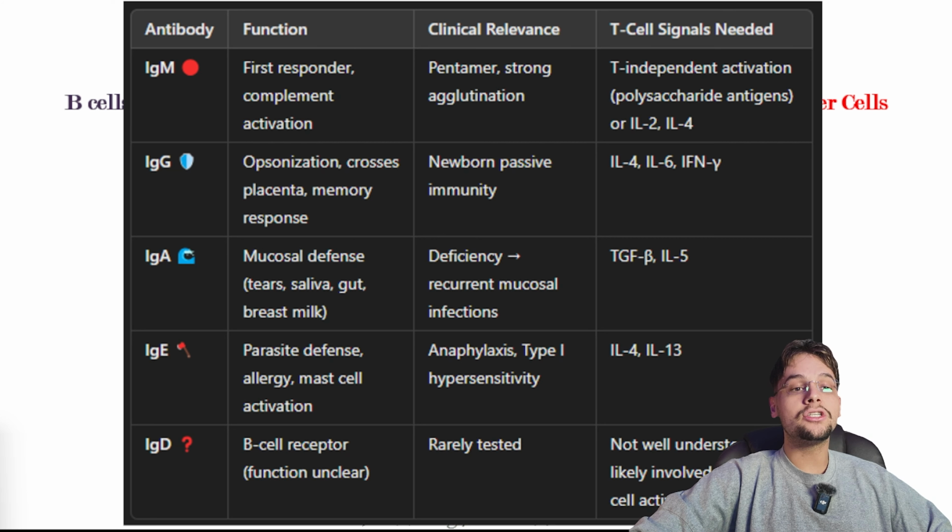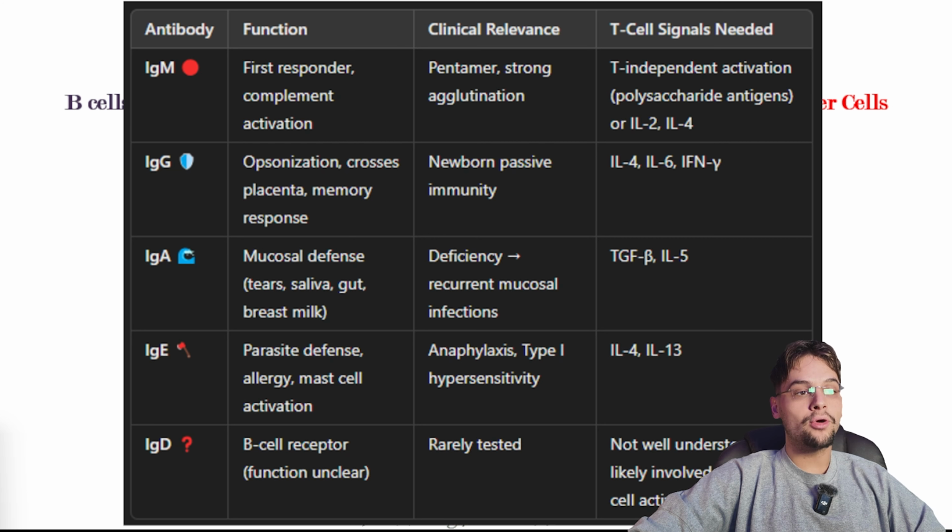Remember, B cells need 2 signals to activate. The second signal they need is from CD40. If they don't have this second signal, it prevents class switching, so there's only IgM. Remember, B cells need a second signal, and IgM are the Ig Marines.